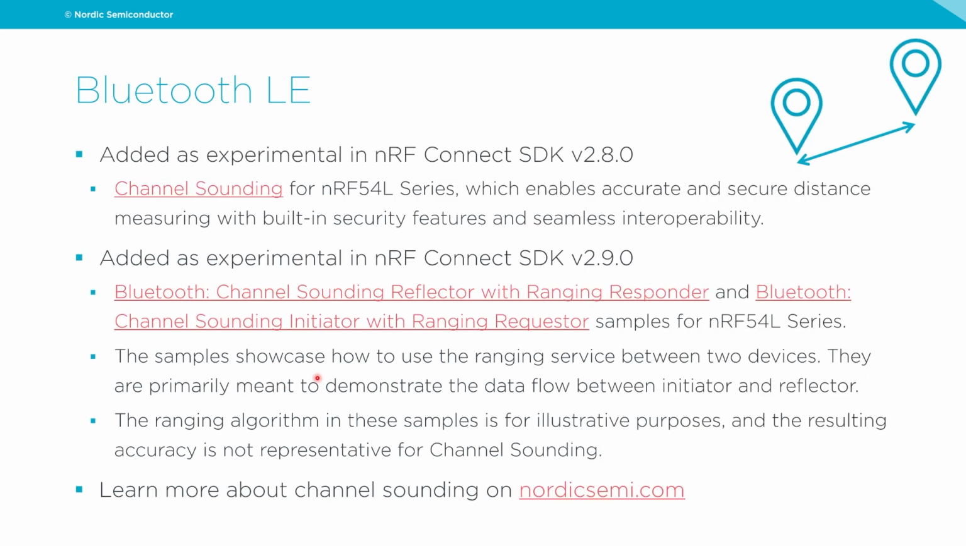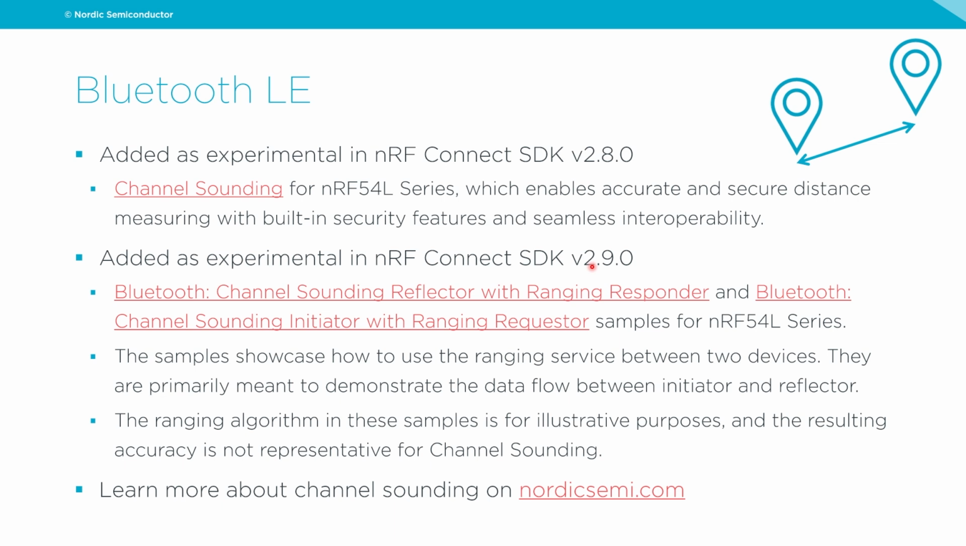Then on Bluetooth LE, experimental additions to the SDK. In the nRF Connect SDK 2.8, we added channel sounding as experimental. Channel sounding will only be supported in the nRF54 devices, both the L and the H. In this case, it was added for the nRF54L series device, which is the one that we launched. Channel sounding, in a nutshell, if it's the first time that you've heard about this, enables accurate and secure distance measuring. One of the key things is that it has security built in. It will also be interoperable, so you can have distance measurement between devices regardless of the Bluetooth vendor, and this will hopefully also be expanded to mobile phones.